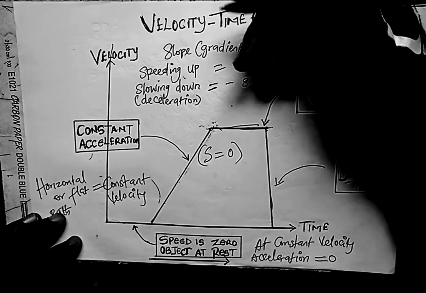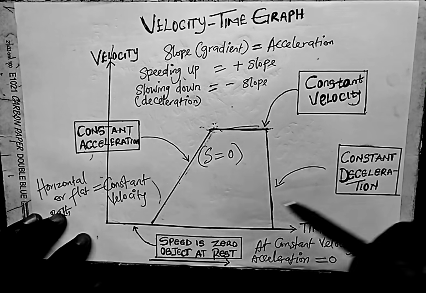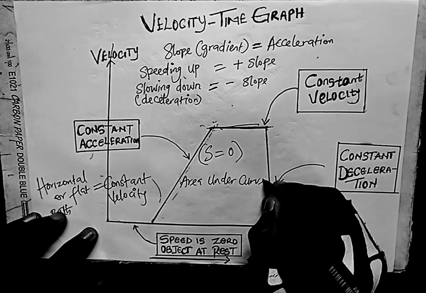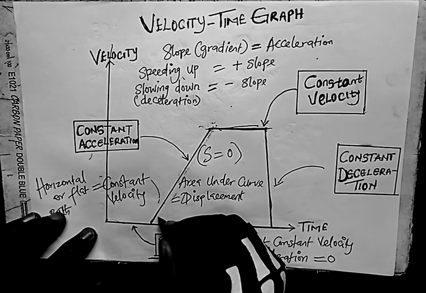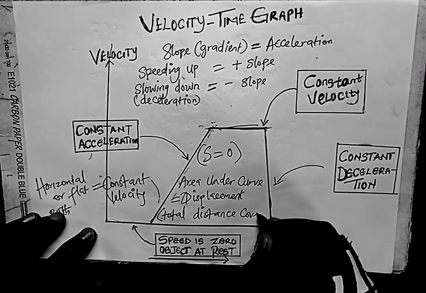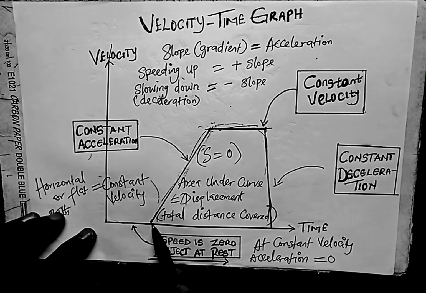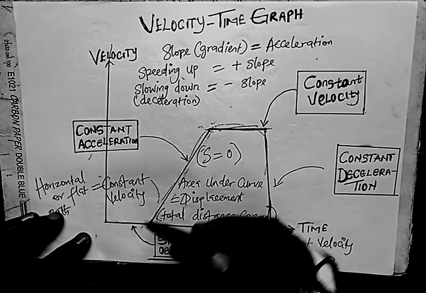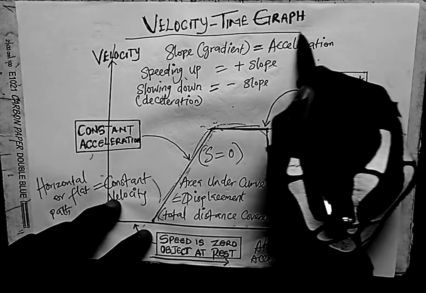Then the final one is the area under the curve. This area under the curve is known as displacement, or total distance covered. So all this area under the curve here, from here to here, is the total distance or the displacement. You know the definition of displacement now: the distance moved in a specific direction. That is displacement, a vector quantity. That's it for the velocity-time graph.